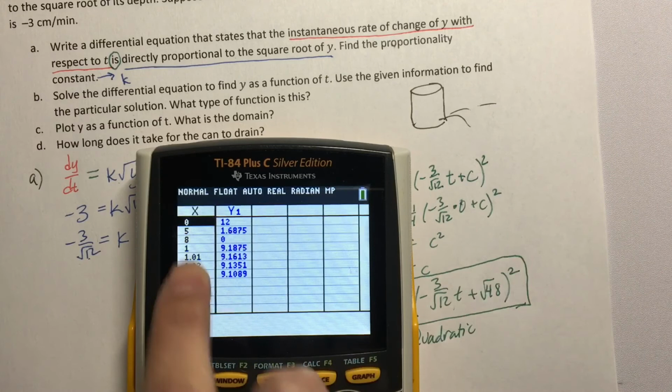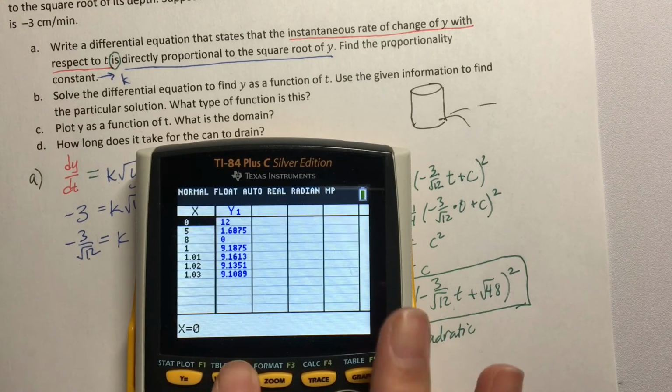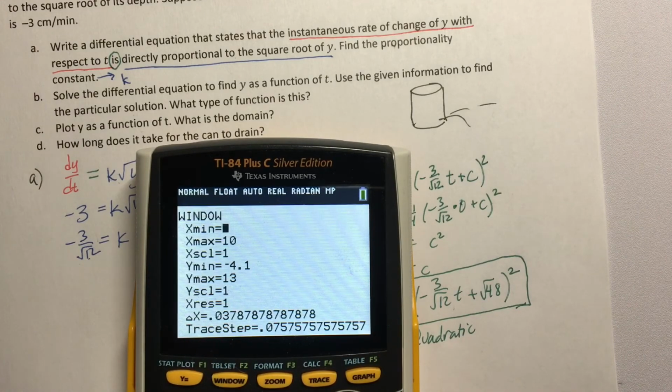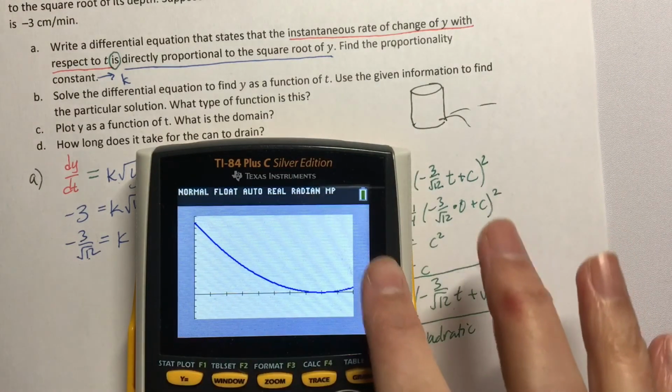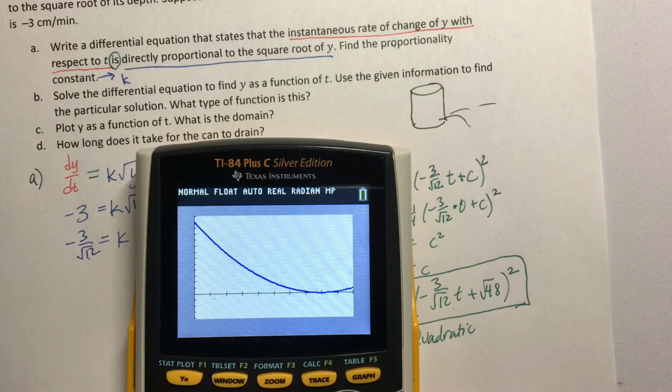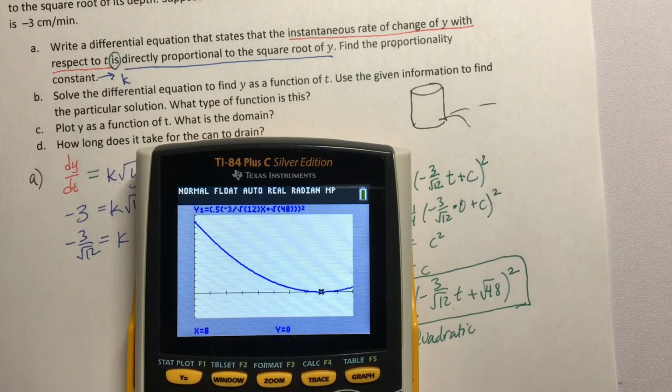And then I threw some numbers in just to see what a good table and a good window would be. So for my window, I went 0 to 10. For my y's, I went negative, that negative 4.1 was just sitting there, I left it. And my y max is 13. So here's my function. Now a reasonable domain would be going until it's empty, right? We can see that it's empty here, which happens at 8. You could solve that algebraically. You can solve it using your calculator, finding the minimum, for example, or finding the 0.